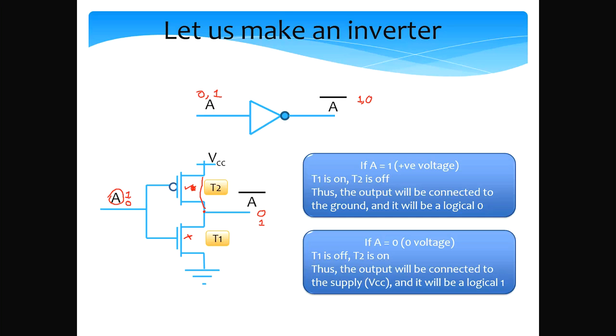Alright, so if I have a logical 1 here, the output is a logical 0, and if I have logical 0 as the input, the output is a logical 1. So this acts as an inverter. So this kind of circuit is a combined NMOS PMOS circuit.